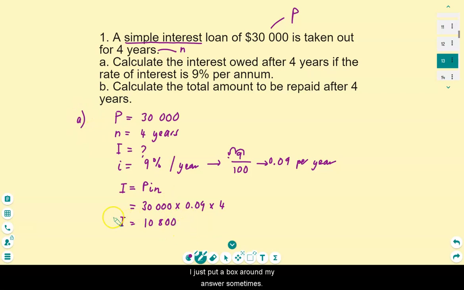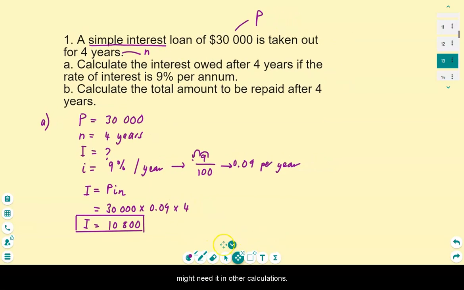And I just put a box around my answer most of the time, just to keep track of it because I might need it in other calculations. So then what have we got? Calculate the total amount to be repaid after 4 years. Total amount after 4 years.